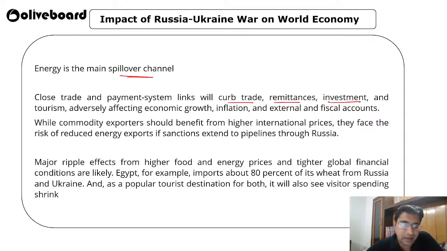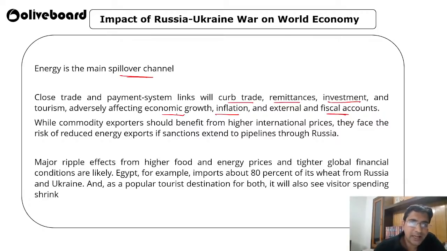Now they have launched so many missiles over the various important cities of Ukraine that they look like disaster cities right now. So now they are affecting economic growth, inflation, and external and fiscal accounts. Even the fiscal account of Russia is also getting affected. And even Ukraine has already lost major things of its own, right?